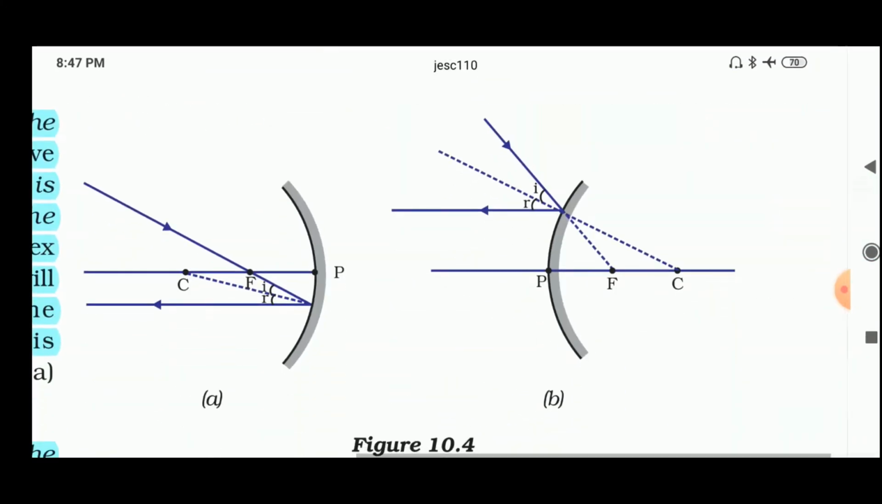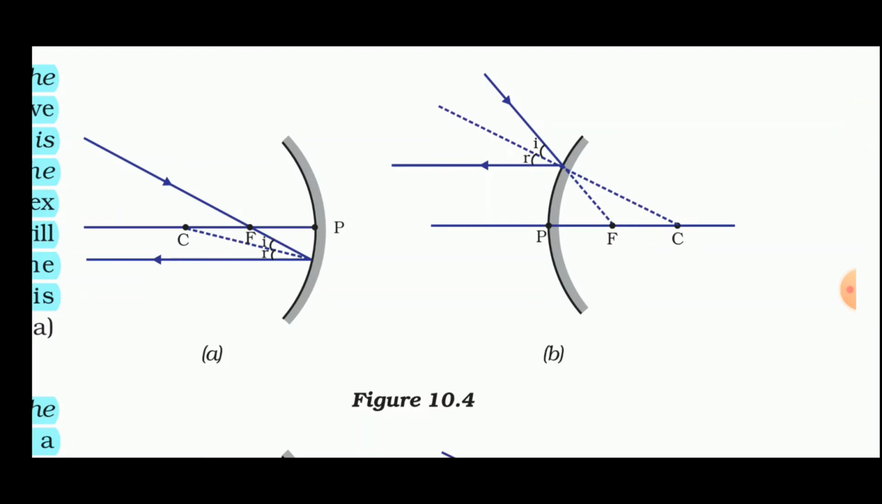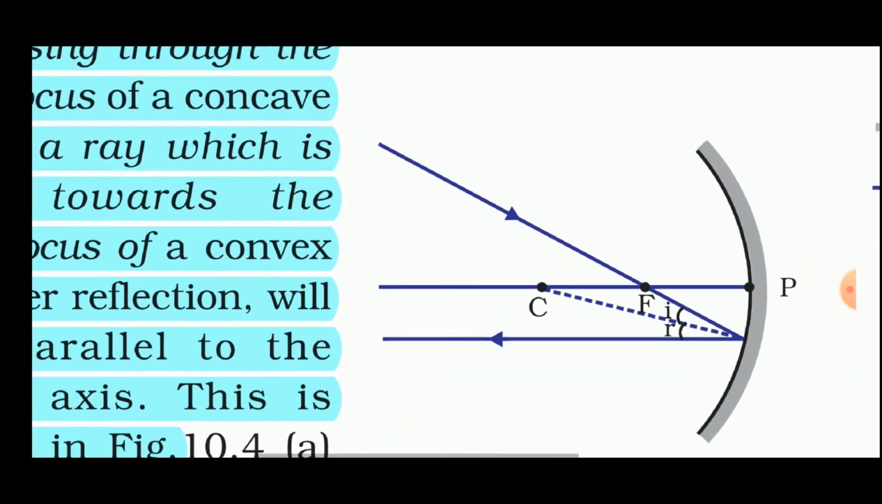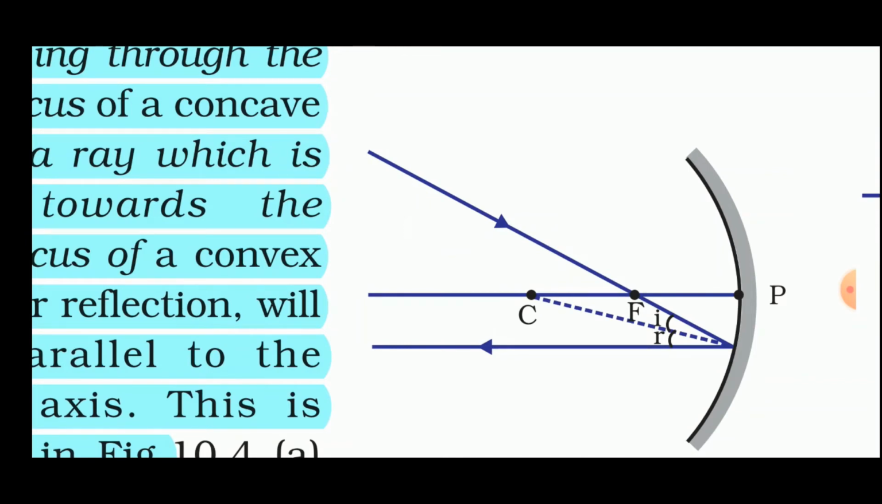Now the second case is this one. The ray passing through the principal focus of the concave mirror, or the ray which is directed towards the principal focus of the convex mirror, after reflection will emerge parallel to the principal axis. Here you can see the arrow moving towards the concave mirror shows the direction of the incident ray. So the ray of light passing through the principal focus, after reflection, is parallel to the principal axis. So it is just the vice versa of the first direction of the ray of light.